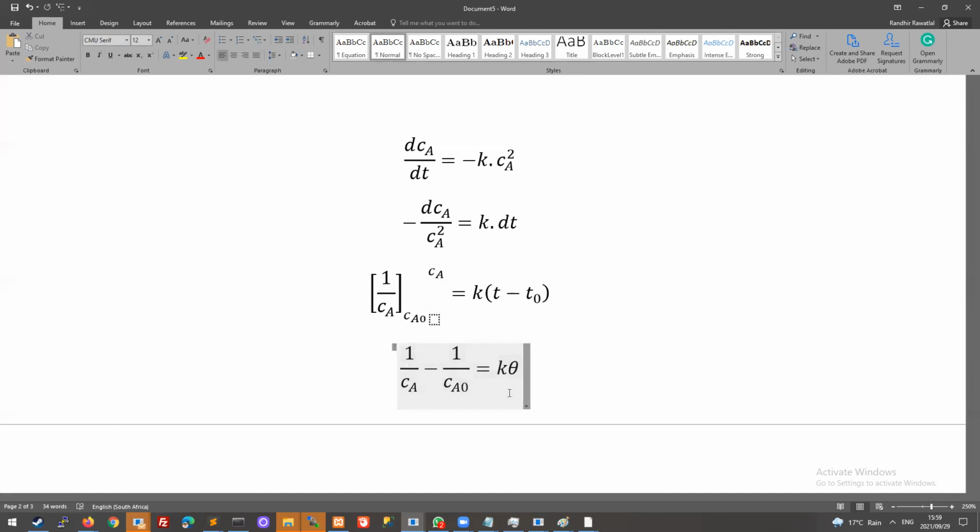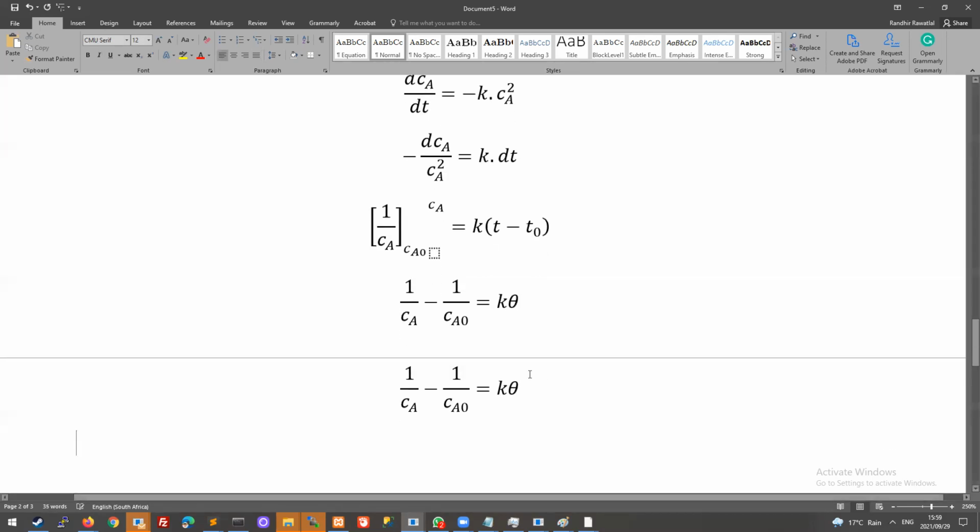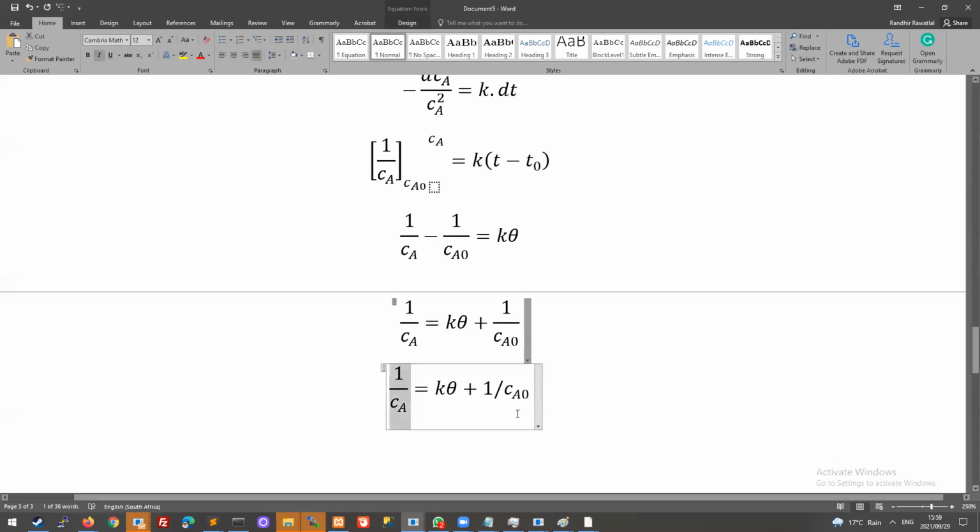So we have this, and then we want CA. So we want to solve for CA here. So we're going to take this across to the right-hand side. So we'll rewrite this like this. So this is plus 1 over CA naught. And then we invert all of this. So we say CA equals 1 over all that.